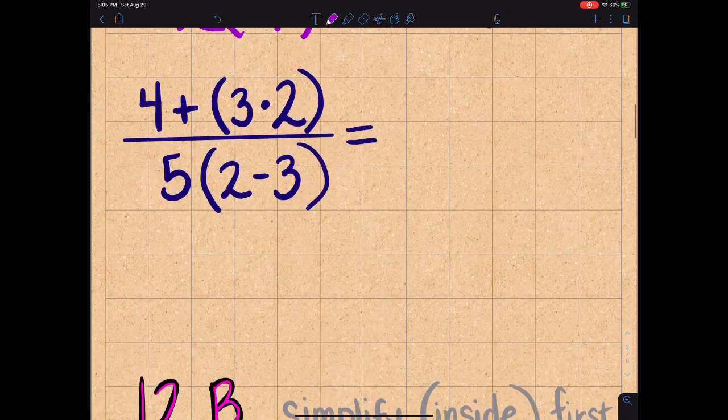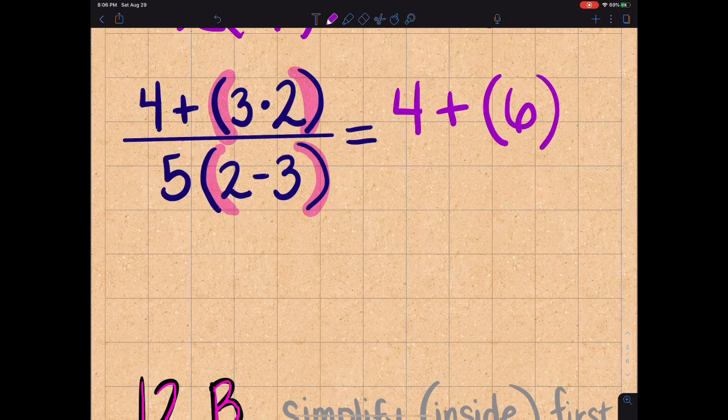All right, let's do this other example. So here we're looking at parentheses here that we do first and here that we do first. So I'm going to simplify this whole thing to 4 plus, and then inside the parentheses is 3 times 2, so I'm going to put a 6 there. Okay, and then underneath we're going to do 5, put the parentheses, and it's 2 minus 3, so that's going to end up being, whoops, sorry, not negative 3. It's going to be negative 1.